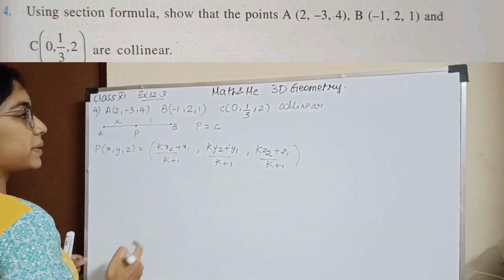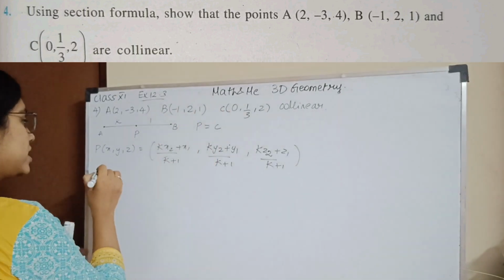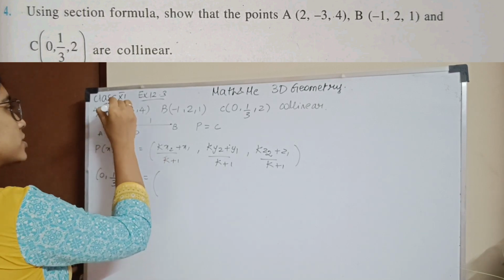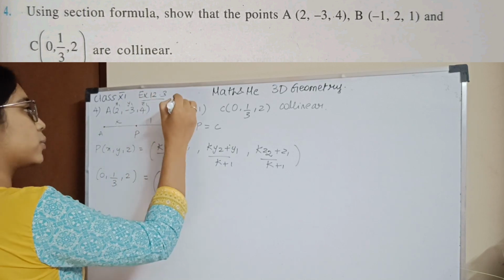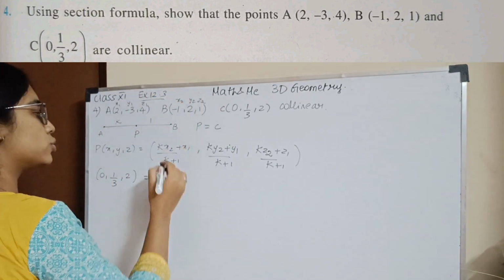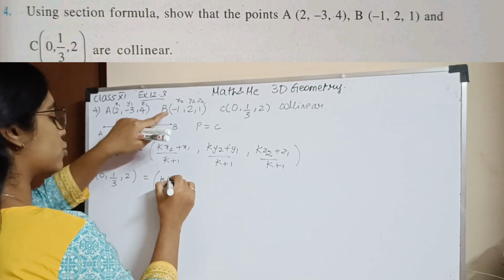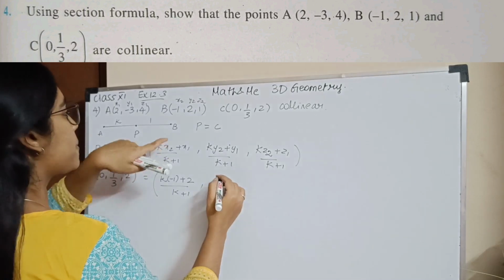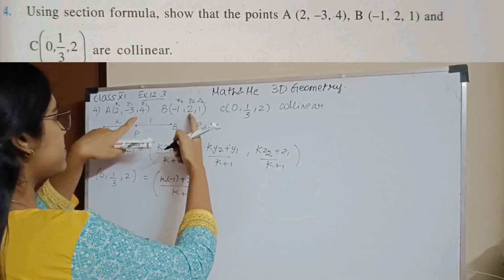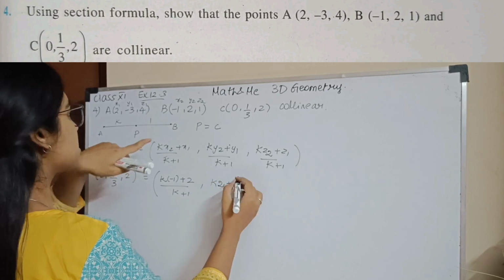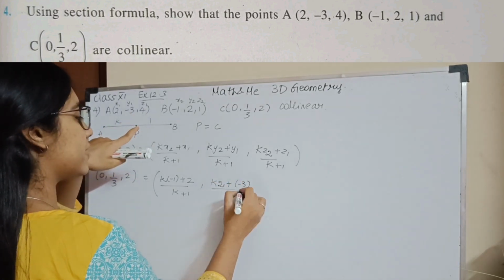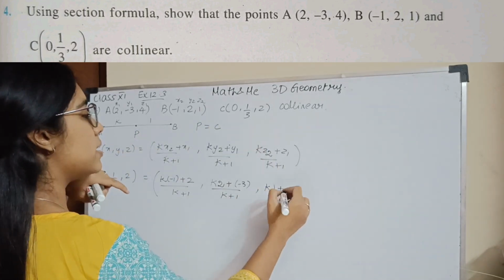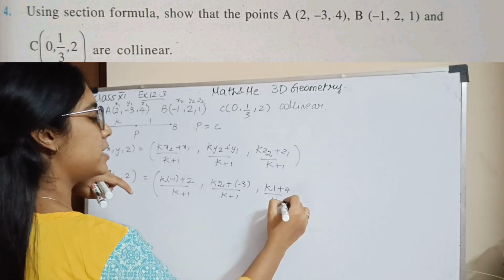Okay, so point P, I am going to equate it to the point C, which is 0, 1 by 3 and 2, and I am going to substitute the values now. So this will be x1, y1, z1, x2, y2, z2. So what value will come? k times x2, which is minus 1, plus x1, 2, divided by k plus 1, comma k times y2, which is 2, plus y1, which is minus 3, divided by k plus 1, comma k times z2, which is 1, plus z1, 4, divided by k plus 1.